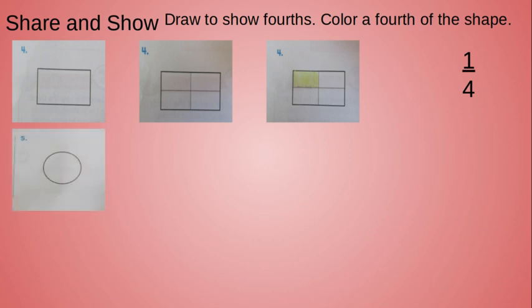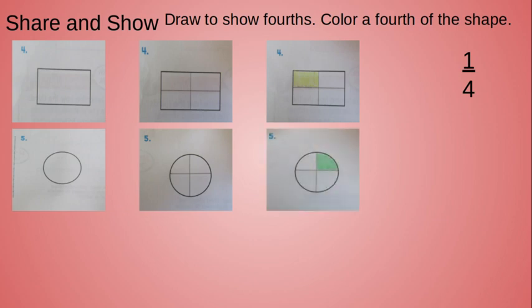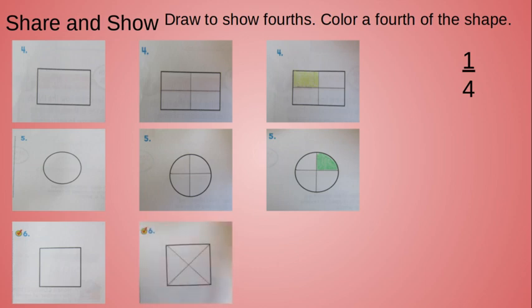Our next example is a circle. Go ahead and show me fourths on that circle. And then shade in 1/4. Take your time with your shading. Make sure you stay in the lines. Otherwise, it might look like you're trying to color in 2/4 or even 3/4. We're only showing 1/4. And the last problem on this page is a square. Again, we're still showing fourths, so let's go ahead and draw our lines to show fourths, and then shade in 1/4, one out of those 4 equal parts.